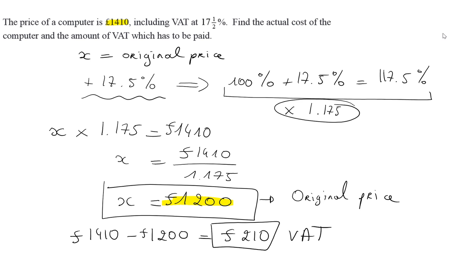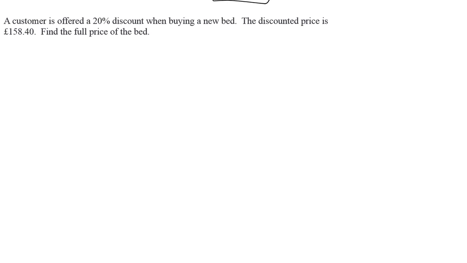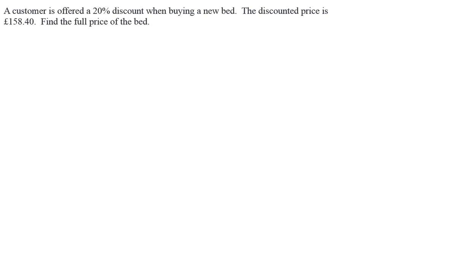Now, the second example is a bit different. Let's have a look. A customer is offered a 20% discount when buying a new bed. The discounted price is £158.40. Find the full price of the bed. So the question here is, find the original price of that bed. What do you know from this exercise? Well, there was a 20% discount on the full price of that bed, and now the price is £158.40. These are the 2 things that you need. So what am I looking for?